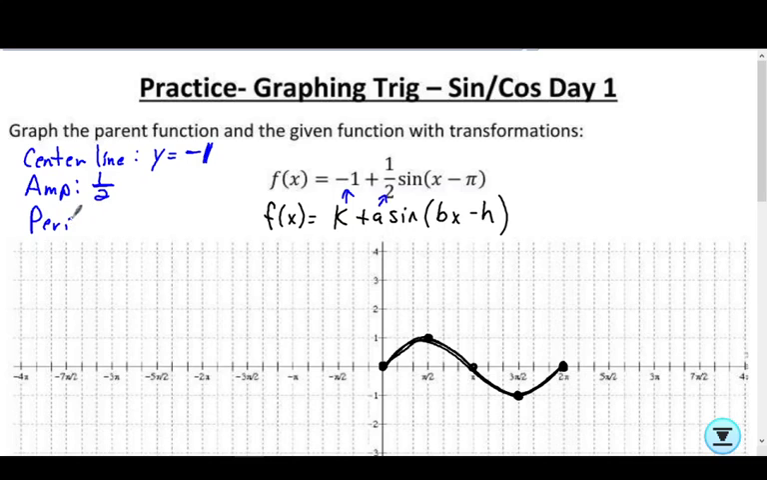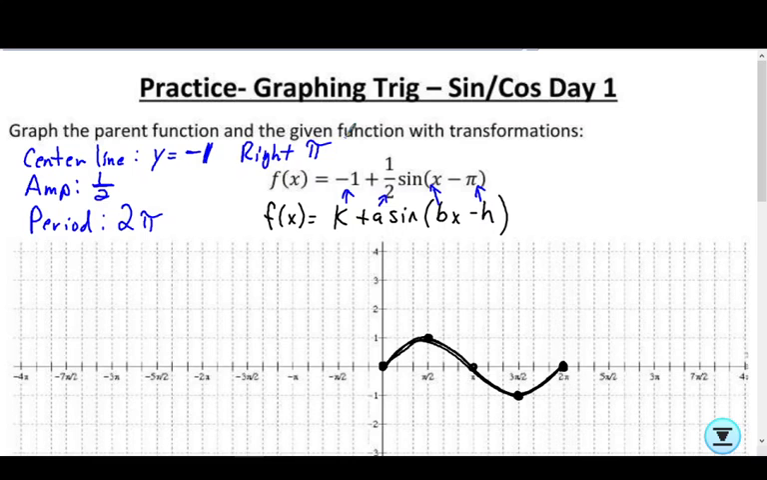Alright, so let's look at my period. Well, I don't have a B here, so my period is still 2 pi, so the length of my curve, no horizontal stretch or compression. And then my last one, that is my horizontal shift. Since it's negative, it's going to the right, so we're going to move it right pi.